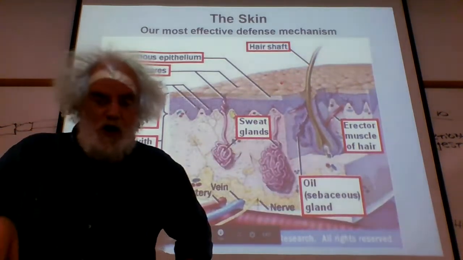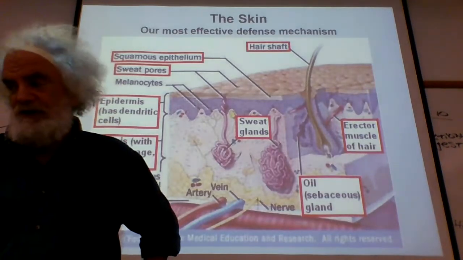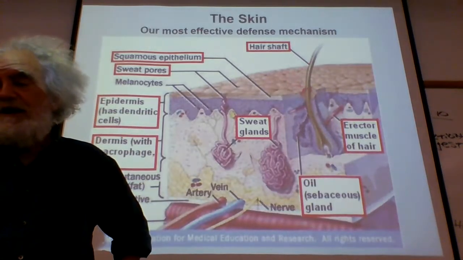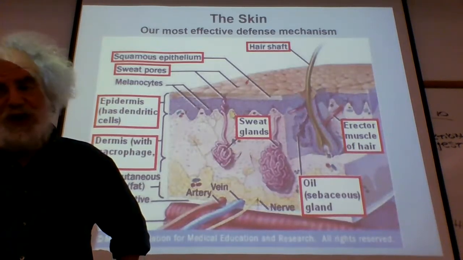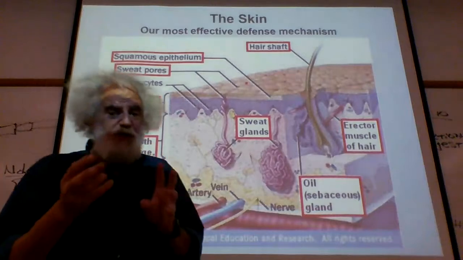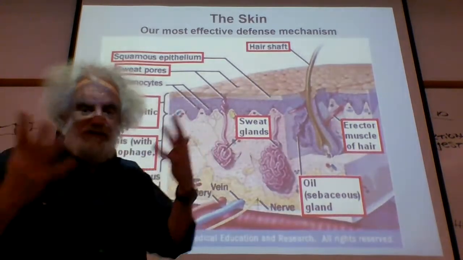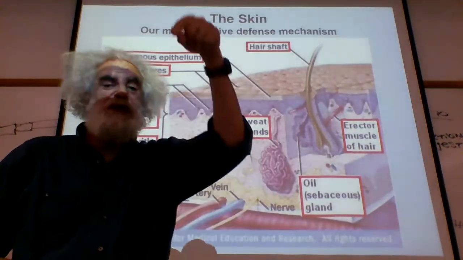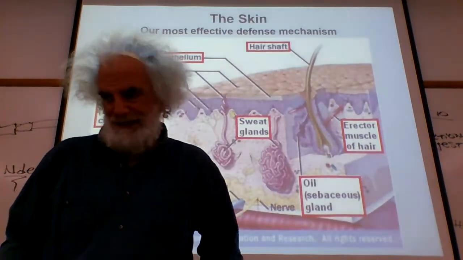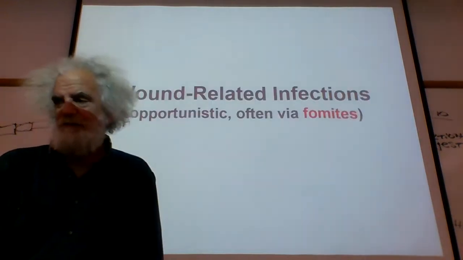Now, there are entryways and entry portals that can become infected. A hair shaft has a hole there. There are sweat pores, and these are spots that can become infected, so you can get little boils and things like that. But we're also going to talk about the kinds of infections that happen if you puncture the skin. It's a specific set of bacteria that we have to be thinking about.